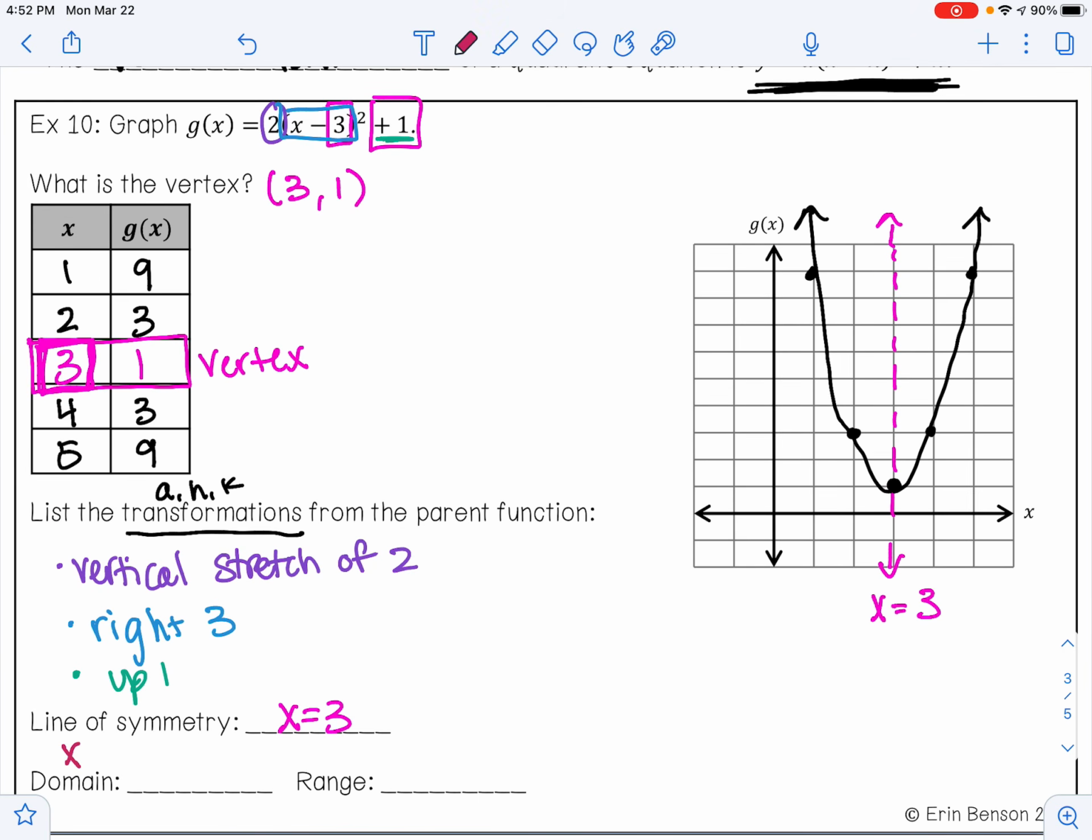Your domain are your x values from left to right. My graph is going to the left forever, so my x values are going to get more and more negative the more I go to the left. That means this is heading to negative infinity. Going to the right, my graph is going to the right forever, so my x values are going to get more and more positive. So this is going to positive infinity. So my domain is from negative infinity to positive infinity, or you could say all real numbers.